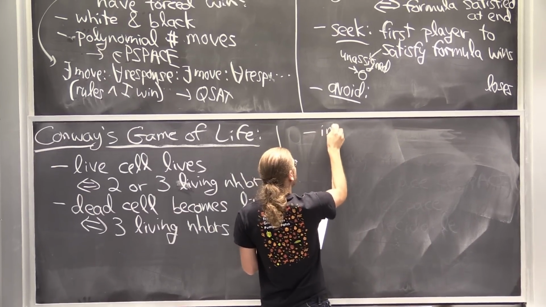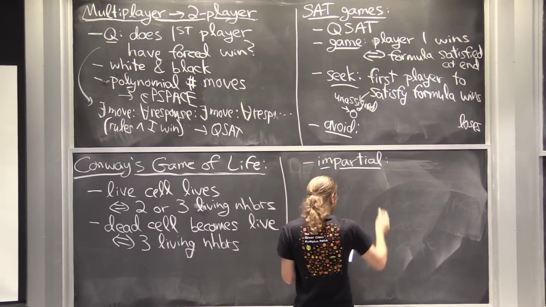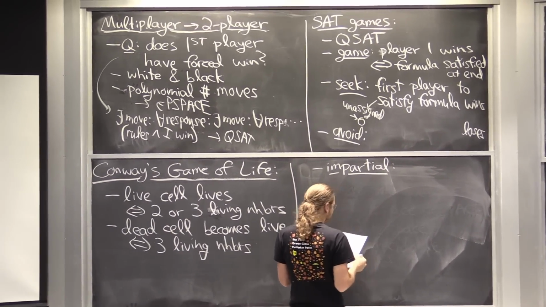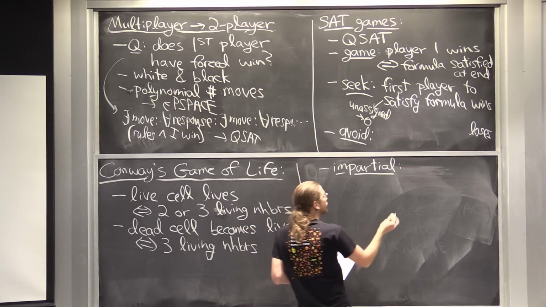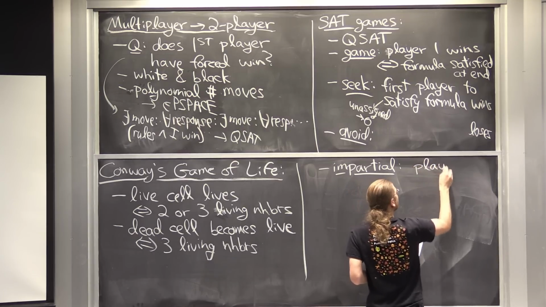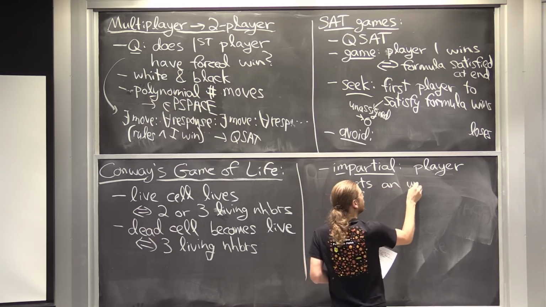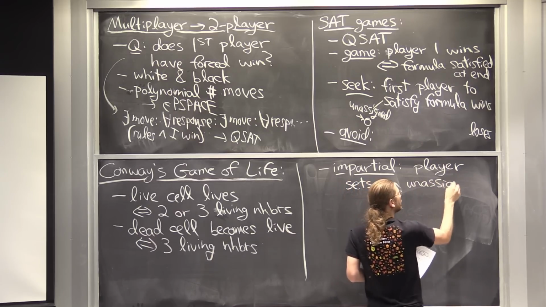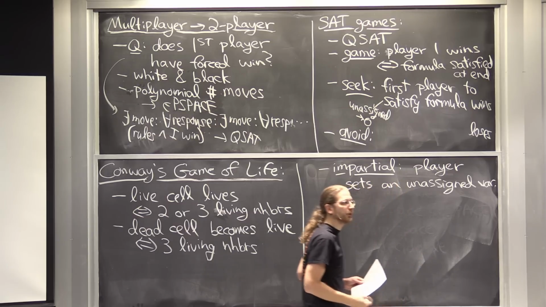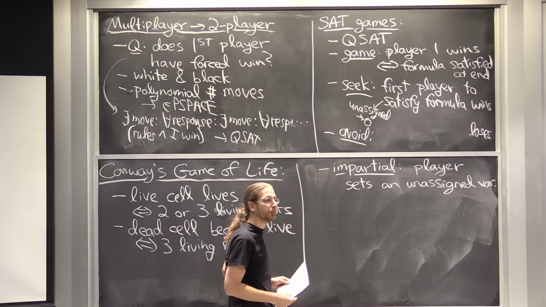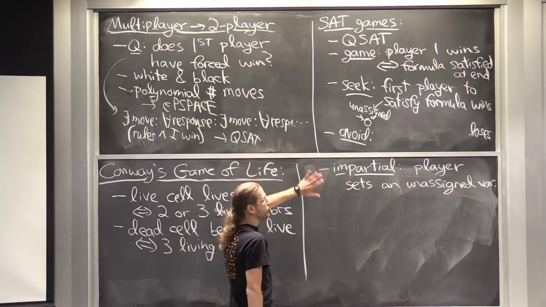So, other than QSAT, we're going to have 2 types of moves. One is impartial moves. Impartial means that both players have the same moves. So an impartial move is that whoever's playing sets an unassigned variable. In all of these games, you can only assign a variable once. If you can assign it multiple times, then you're no longer polynomially bounded, and you get EXPTIME-completeness. But for the polynomially bounded games we're going to define, each variable can only be assigned once.